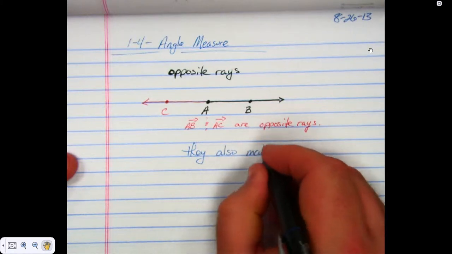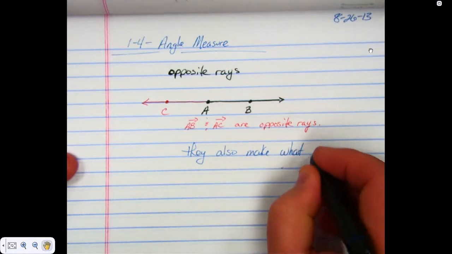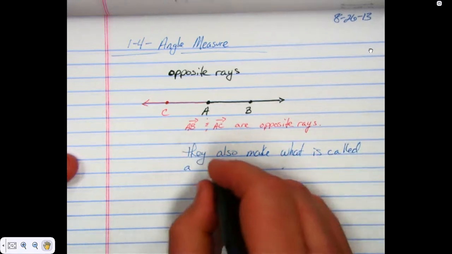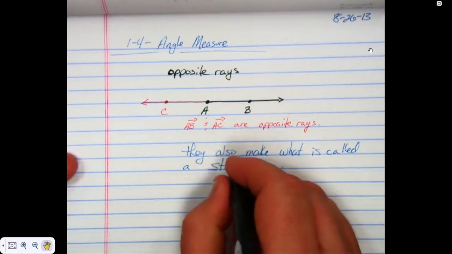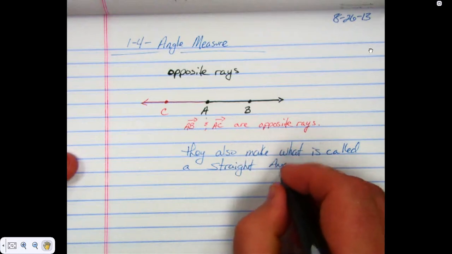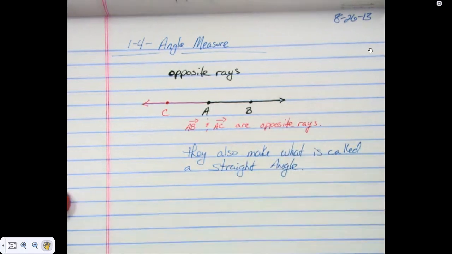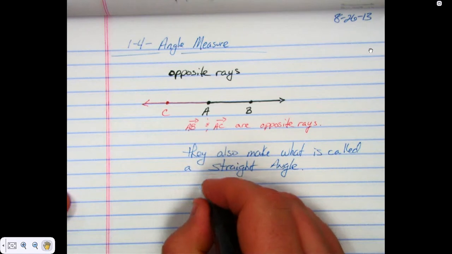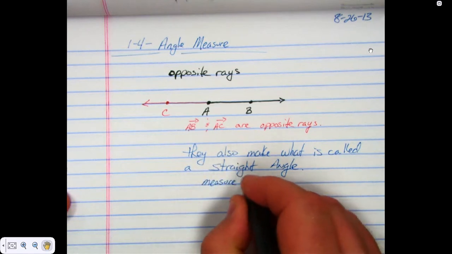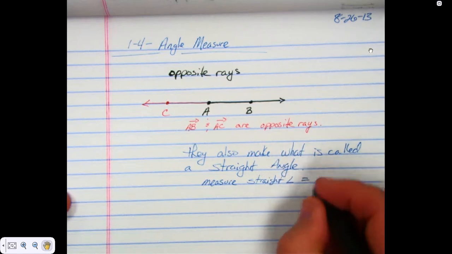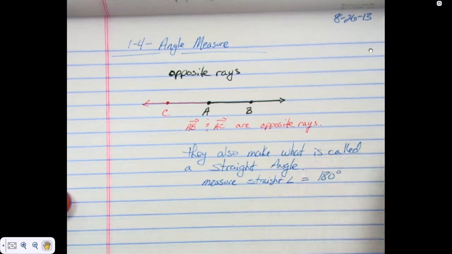They also make what is called a straight angle. The measure of any straight angle is always equal to 180 degrees.